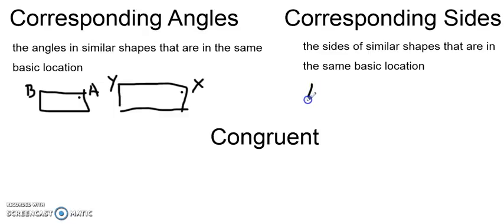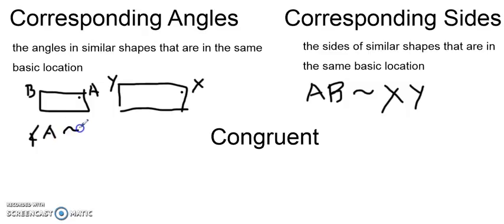And because they're similar, AB, and then this is the sign for similarity. Okay, and then we can write the same thing here for our angles that we had. So we had angle A is similar to angle Y, or excuse me, X. Okay, so that's those words.